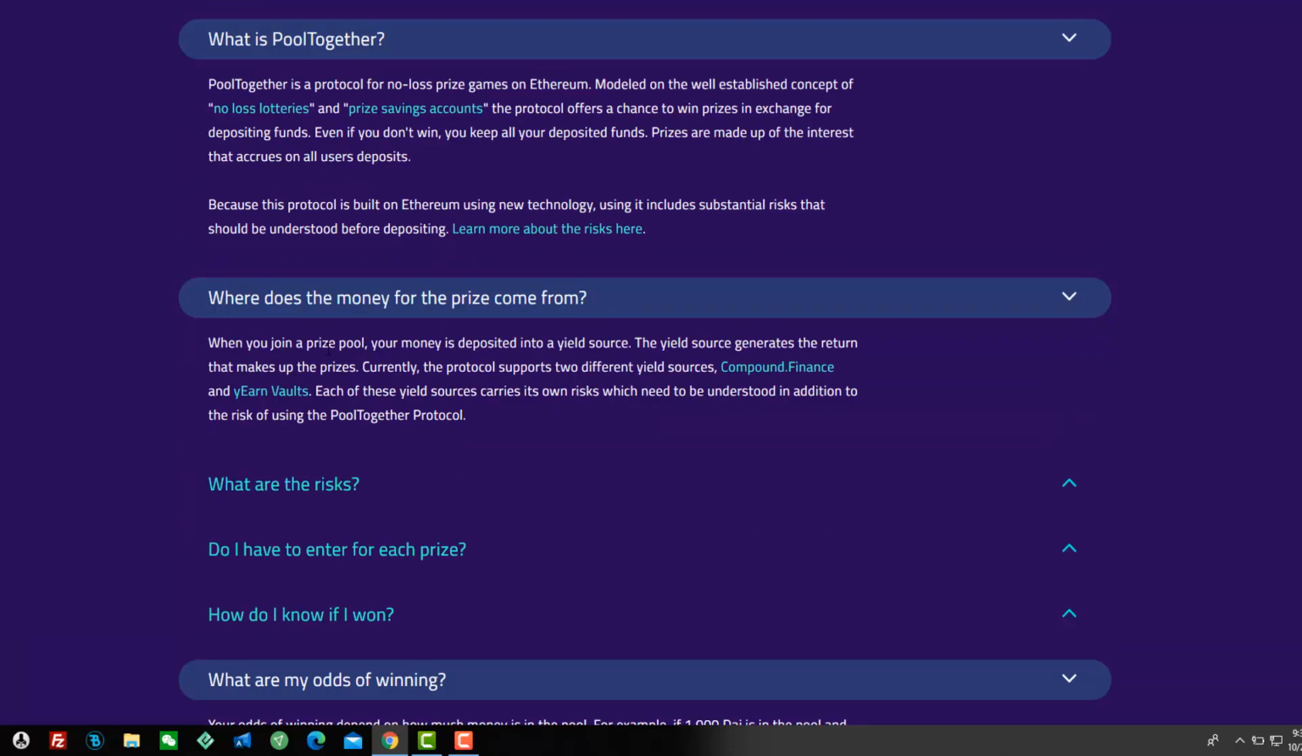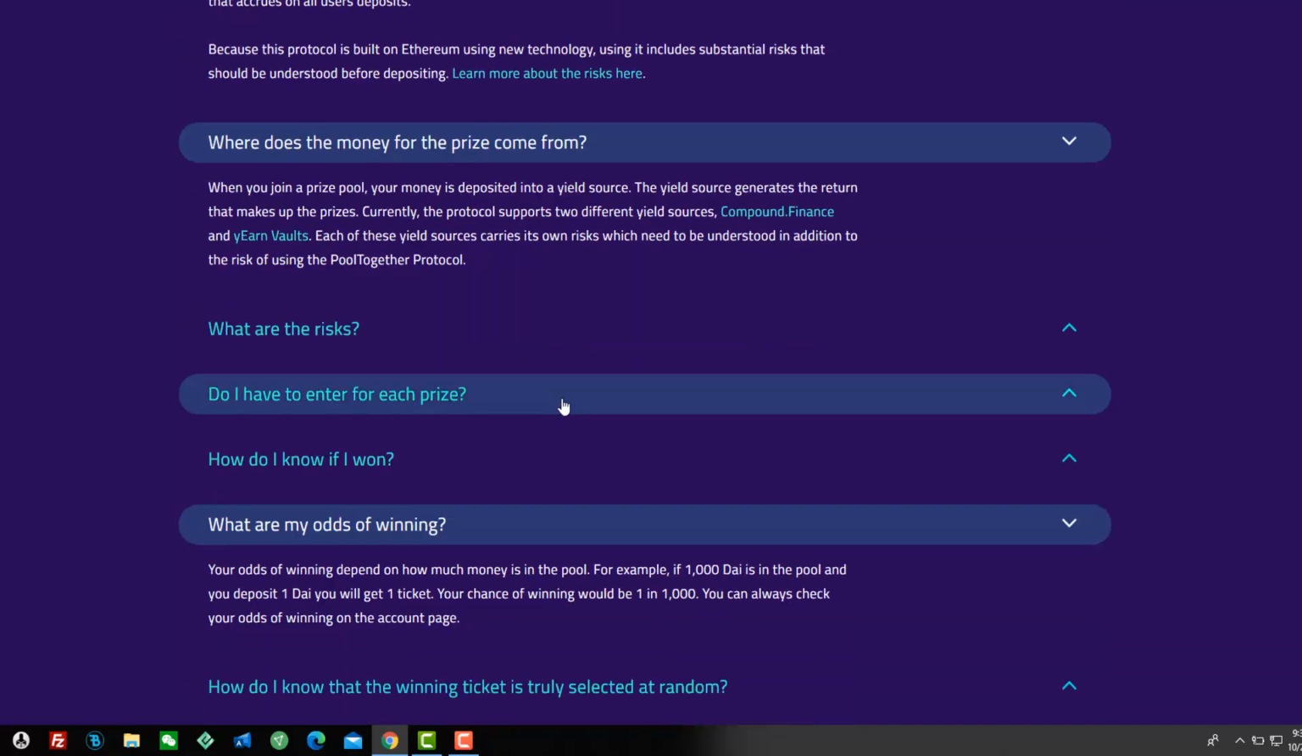When you join the prize pool, your money is deposited into a yield source. The yield source generates the return and makes up the prizes. Currently, the protocol supports two different yield sources, Compound Finance and Yearn Finance. Each of these yield sources carries its own risk, which you need to understand in addition to the risks of using the PoolTogether protocol. Okay, so we already talked about the risks. That's probably the biggest risk, okay? And it just goes on a little bit more.